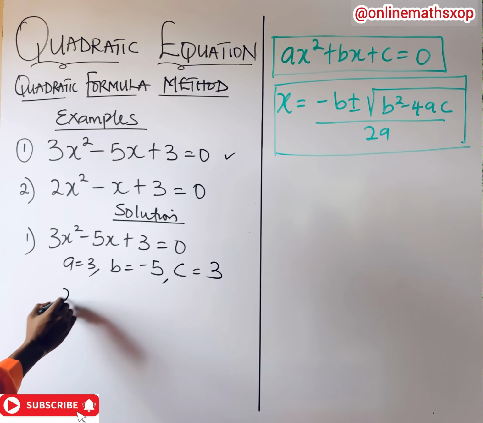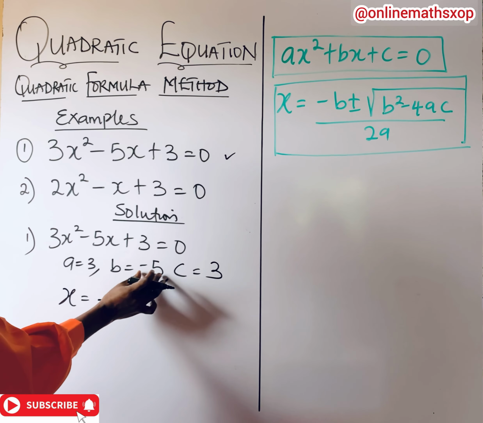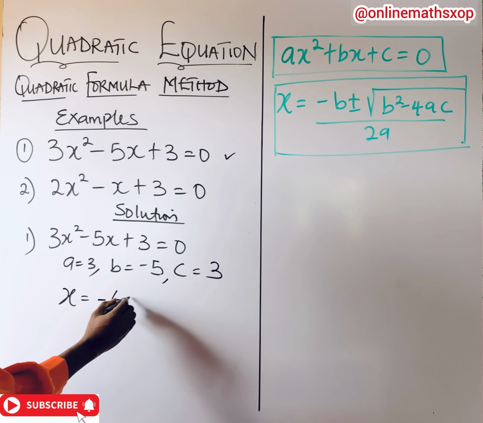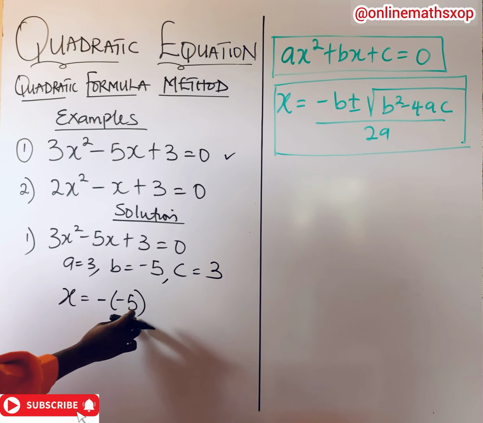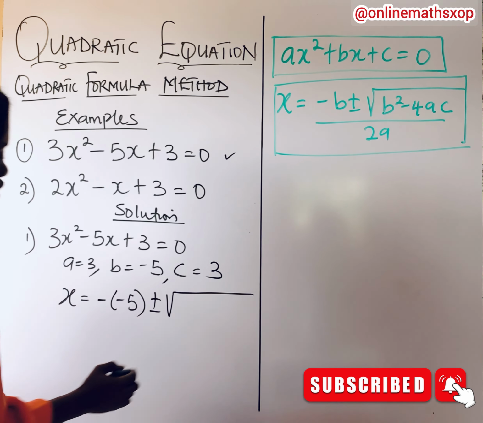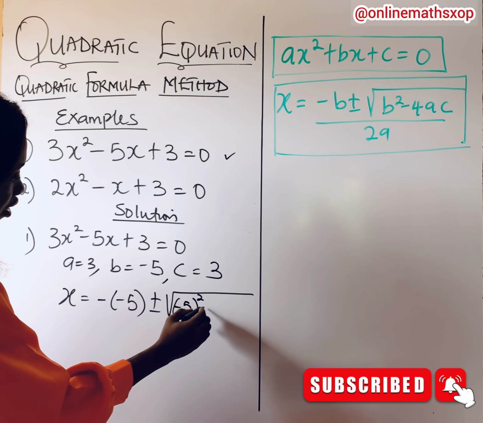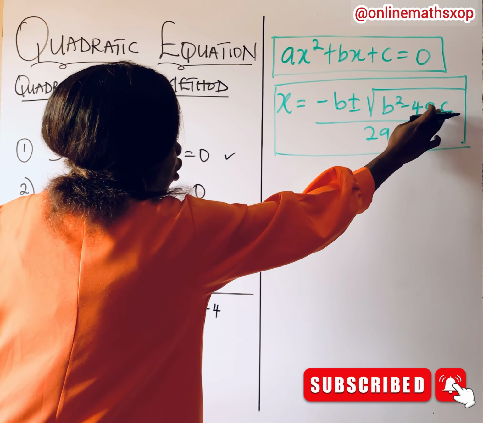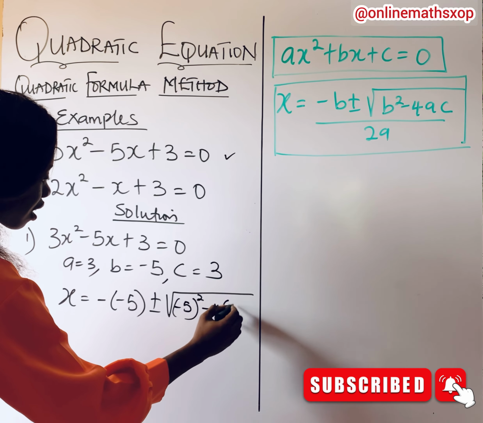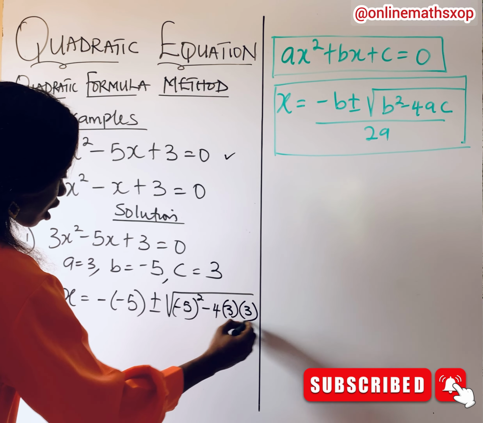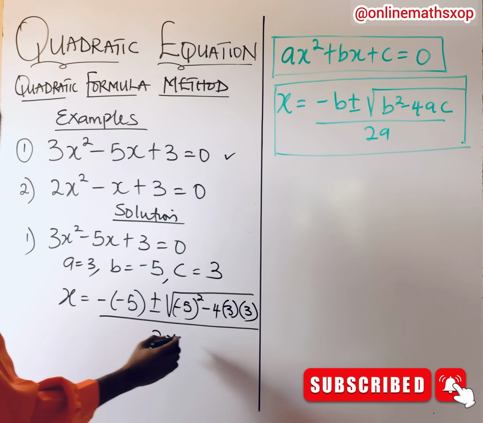So we are going to now have x is equal to negative, and in the formula, your b has a negative 5, so we put it inside the bracket. Negative sign is in the formula, and your b has a negative. Then introduce plus or minus square root. Your b is negative 5, so we have negative 5 squared minus 4ac, which is 4 times a times c. Your a is 3, and your c is also 3. And this is all over 2 multiplied by our a, which is 3.